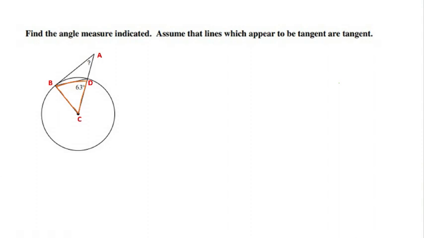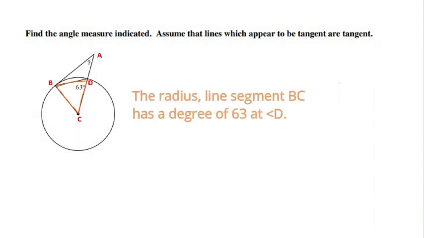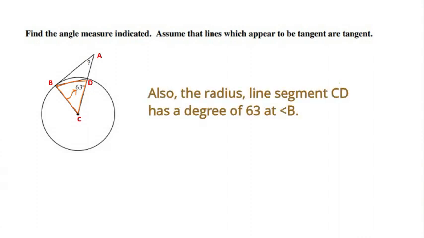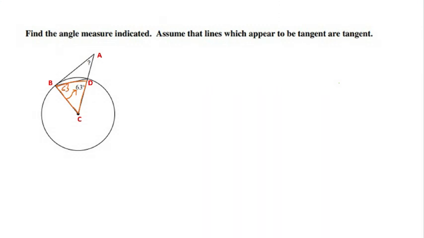In orange, they give us the degree of D. And D is opposite the line segment BC, which is the radius. So this line is how they got that angle. CD is also the radius. So it's going to have the same degree as BC. In the smaller triangle, angle B is equal to 63 degrees also, because they have the same length. The radius is the same length. For the smaller triangle, we have angle B is 63 and angle D is 63.